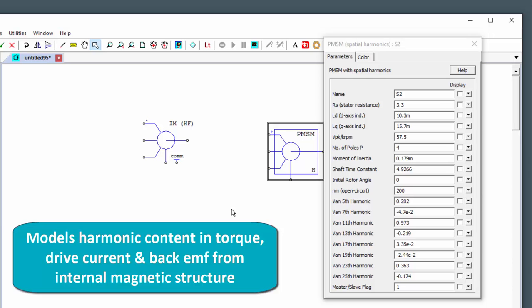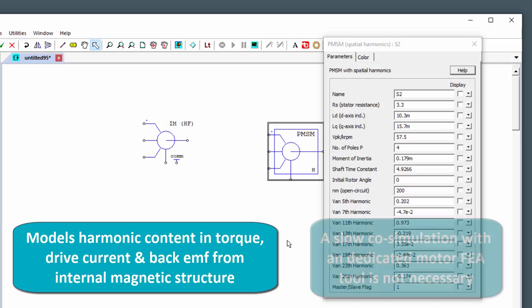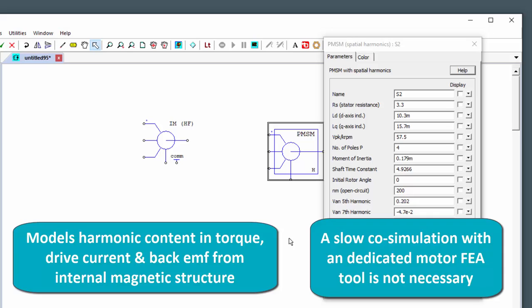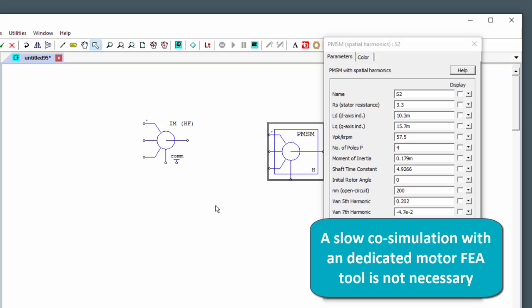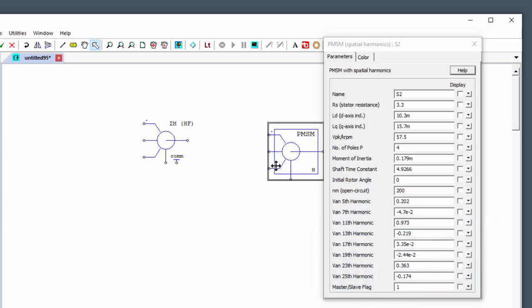The nice thing with this model is you do not need to co-simulate with a finite element analysis program such as JMAG or ANSYS Maxwell or Magnet. This gives you that harmonic content information while staying within the PSIM motor drive library. So more on this machine model in another tutorial video.